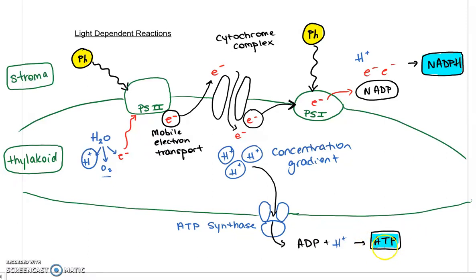We're going to talk about what this is used for in the light-independent reactions, but for now, just know that it comes from the light-dependent reactions, from this concentration gradient of hydrogen. The electron continues on its path towards photosystem 1, but now its energy has been kind of used up, so we re-energize it with another photon. The excited electron, full of that energy, jumps onto this mobile electron transport, which combines with hydrogen to make NADPH, so another energy storage molecule.